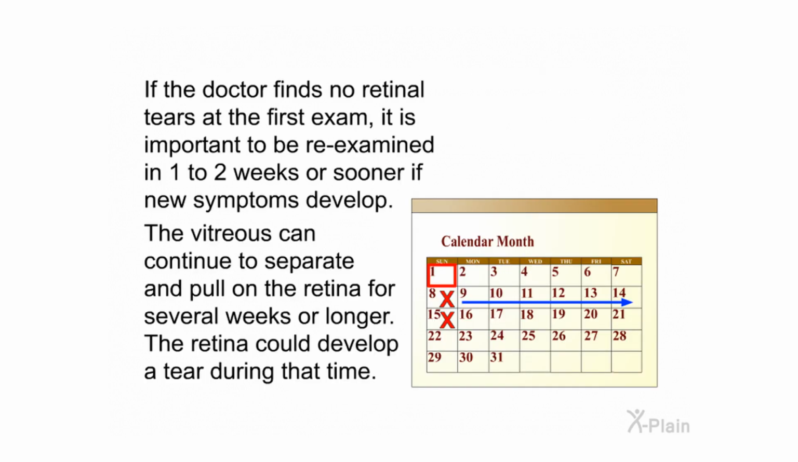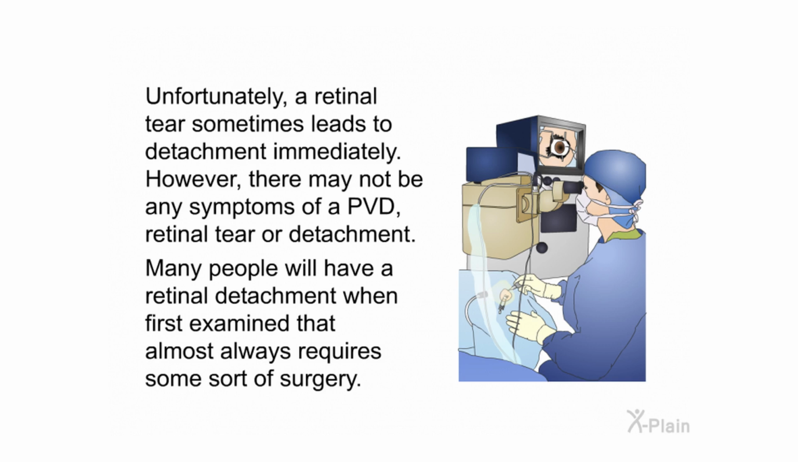If the doctor finds no retinal tears at the first exam, it is important to be re-examined in 1 to 2 weeks or sooner if new symptoms develop. The vitreous can continue to separate and pull on the retina for several weeks or longer. The retina could develop a tear during that time. Unfortunately, a retinal tear sometimes leads to detachment immediately. However, there may not be any symptoms of a PVD, retinal tear or detachment. Many people will have a retinal detachment when first examined that almost always requires some sort of surgery.